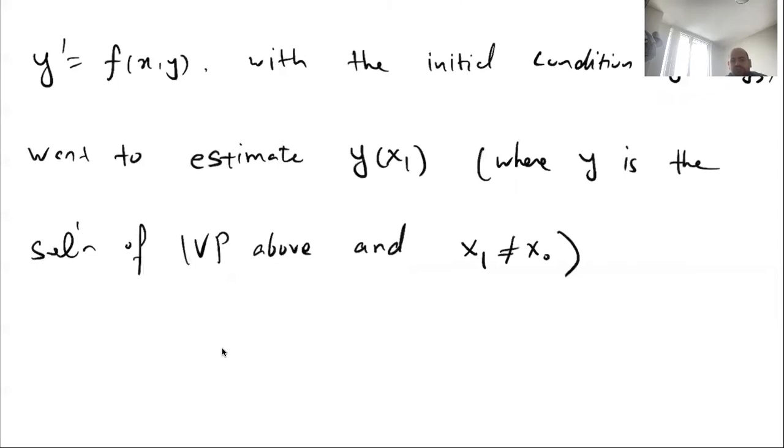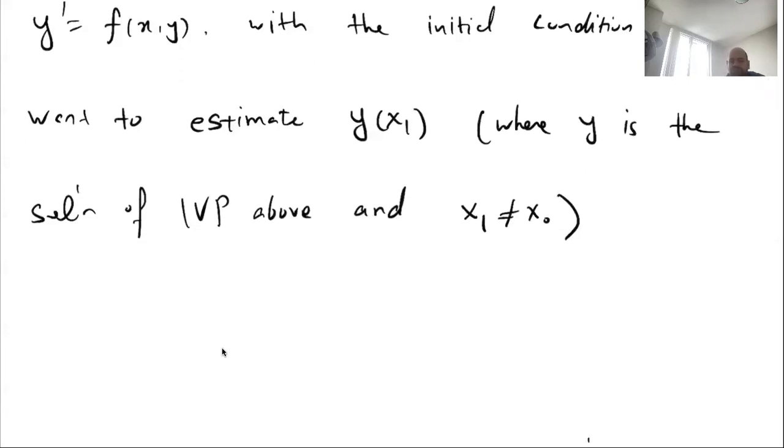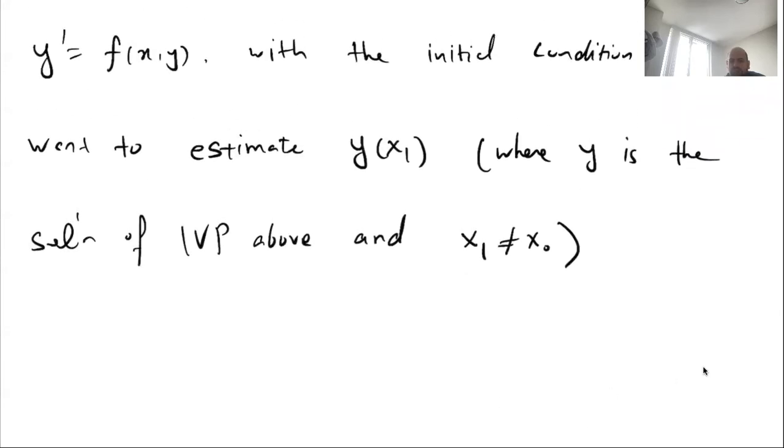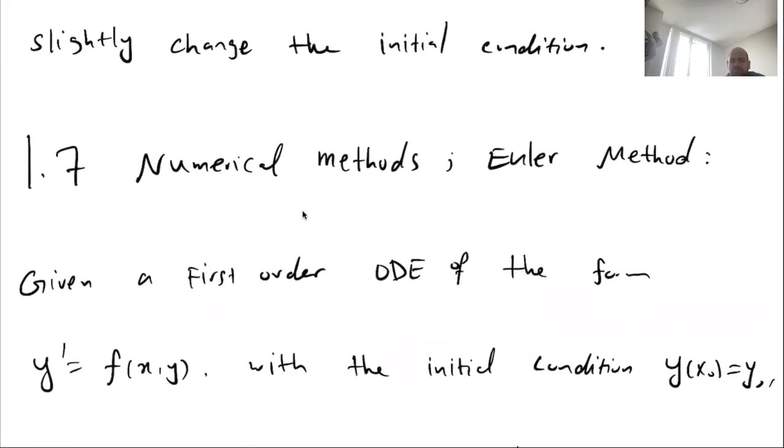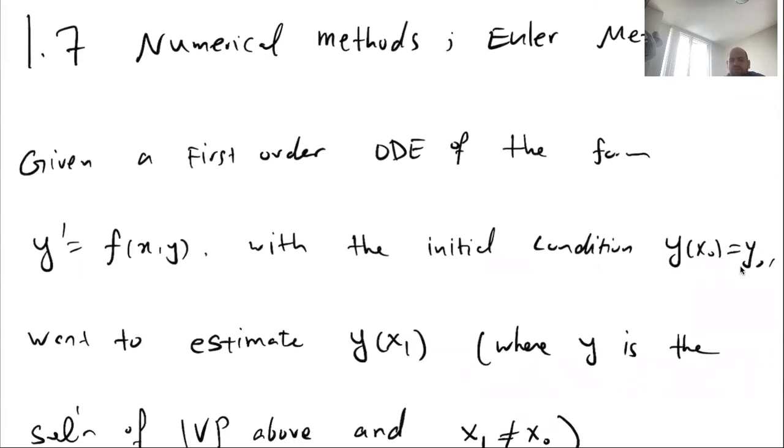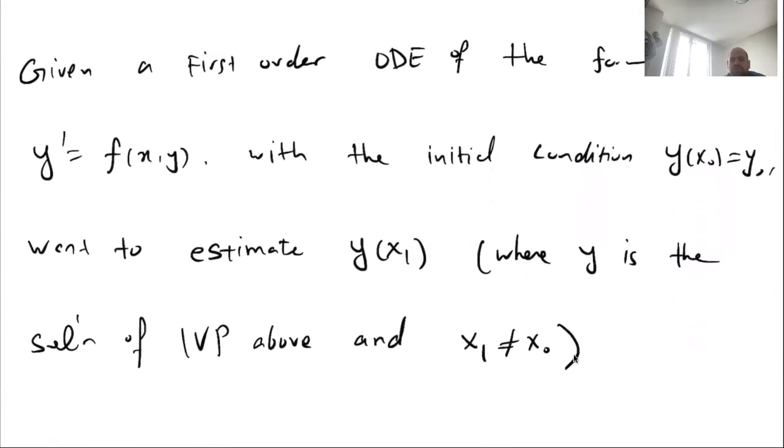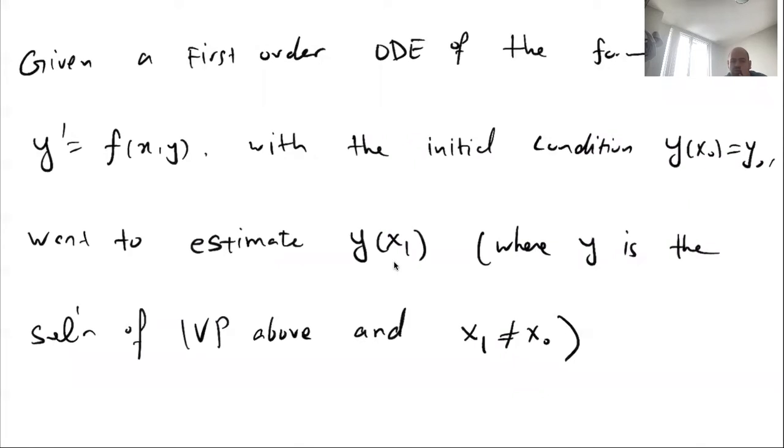So this is basically called a numerical method where we estimate the value of a function at a given point. You have seen some numerical methods before in Math 113, for example, linear approximation, where you estimate the value of a function at a point. So here we have this initial value problem, y prime equals f of x and y with y of x0 equals y0. We want to estimate y at some point x1. Then you may ask me, why do we need to estimate?